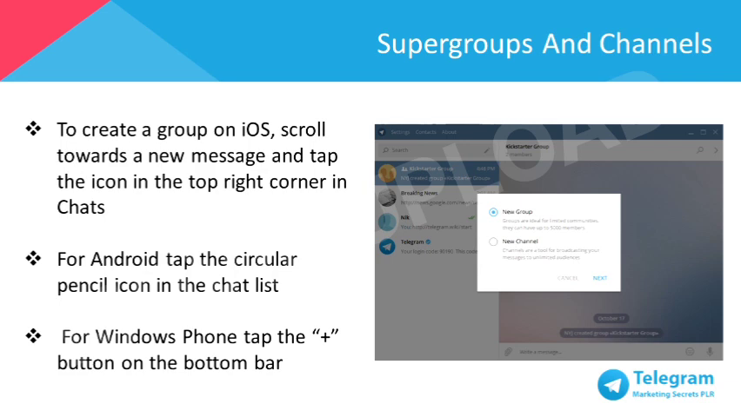The Telegram group chat feature allows you to chat and interact with up to 200 group members at once by default, and can be enhanced into a supergroup, which increases up to 5,000 group members. To create a group on iOS, scroll to New Message and tap the icon on the top right corner in Chats. For Android, tap the circular pencil icon in the chat list, and for Windows Phone, tap the plus button on the bottom bar.